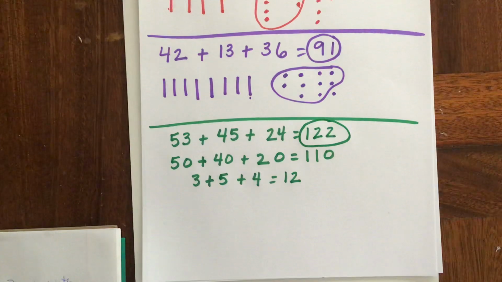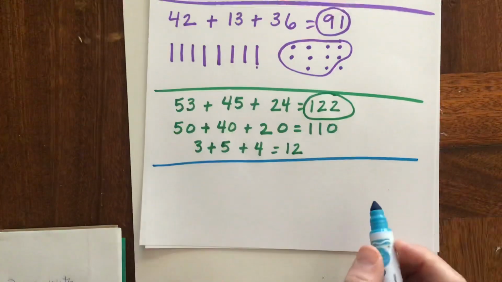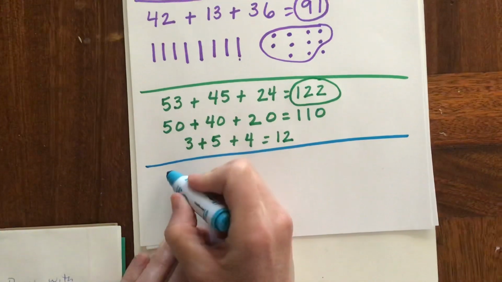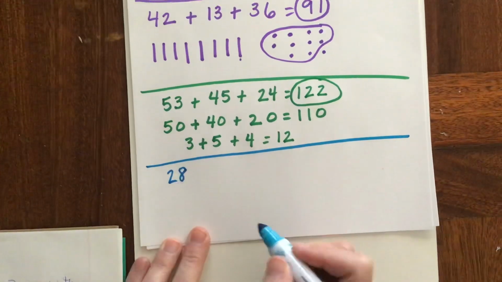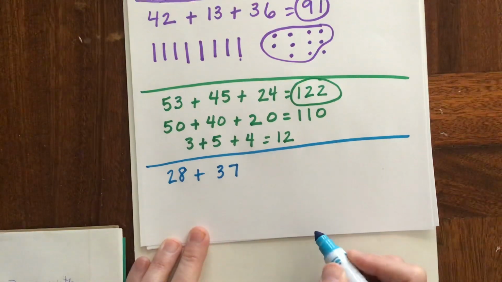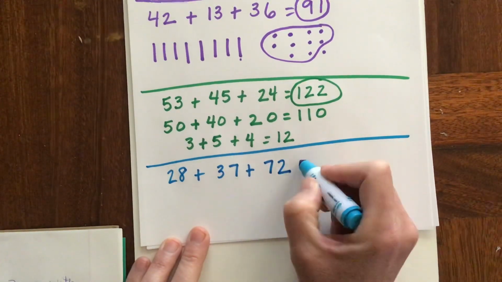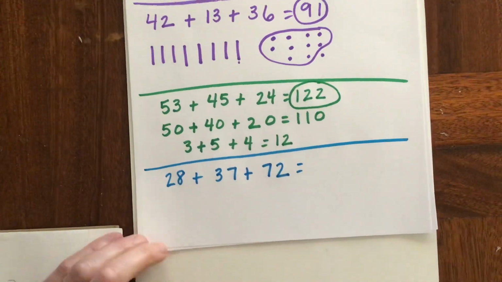Let's do one more of those. Let's pick a fancy color. All right, one more of those. Let's do 28 plus 37 plus 72. I can tell this one's gonna be tricky, friends.